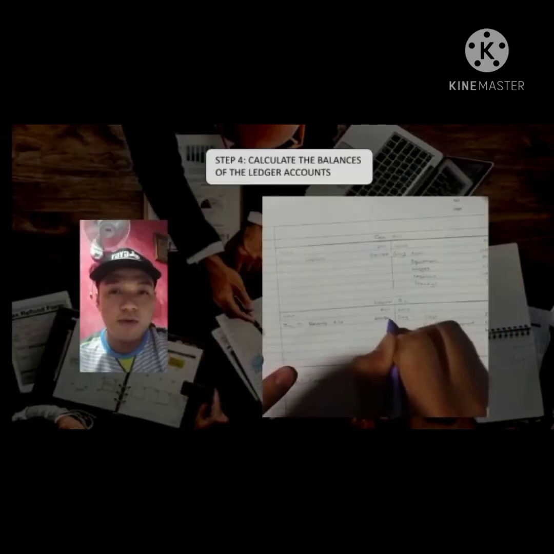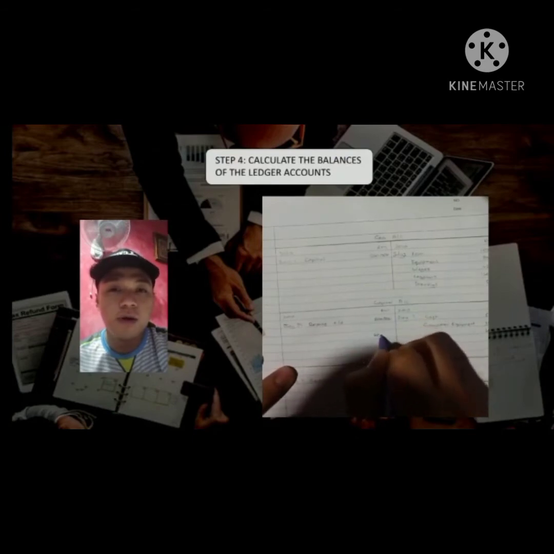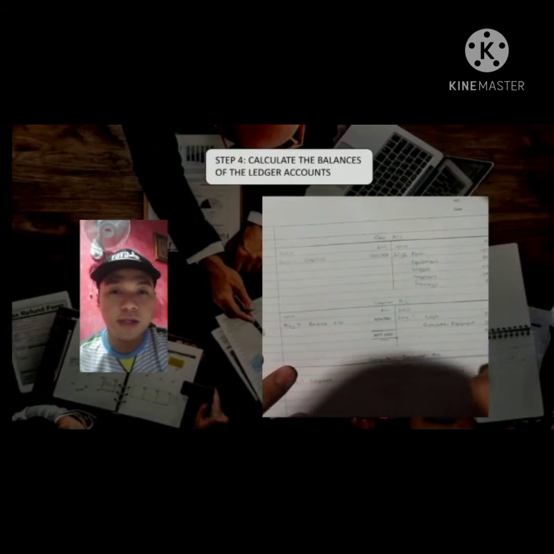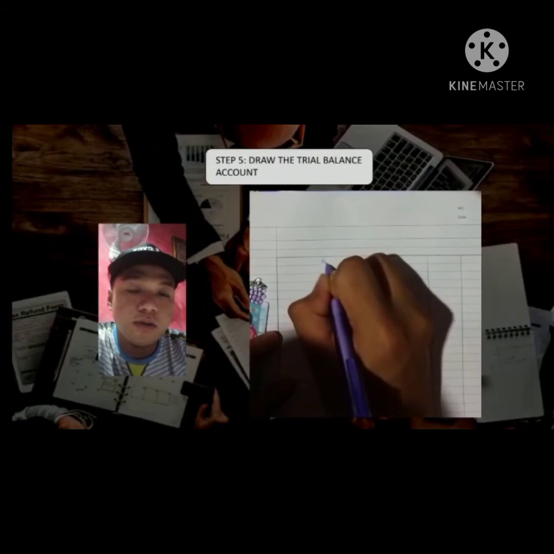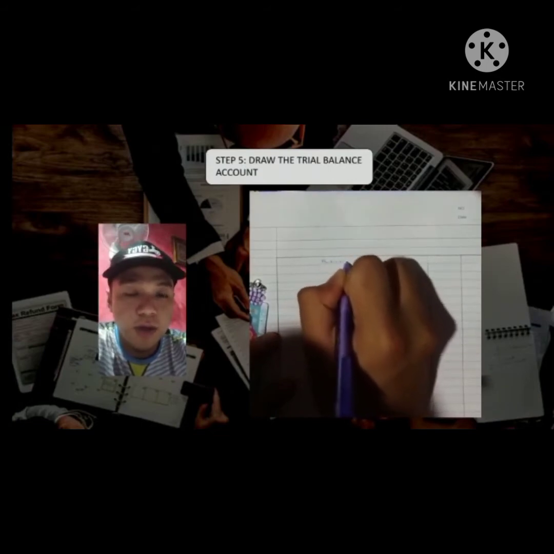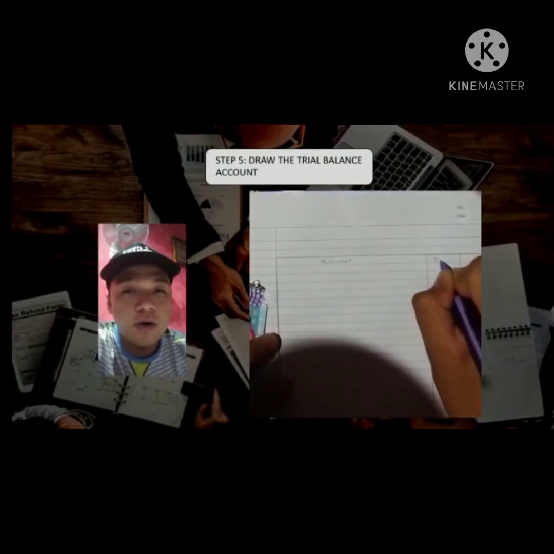And then step number 4, when you have completed all the transactions in the ledger account, you must calculate the balance of the ledger account. Next, step number 5 is you can draw the trial balance account when you have done all the balancing of the ledger account.